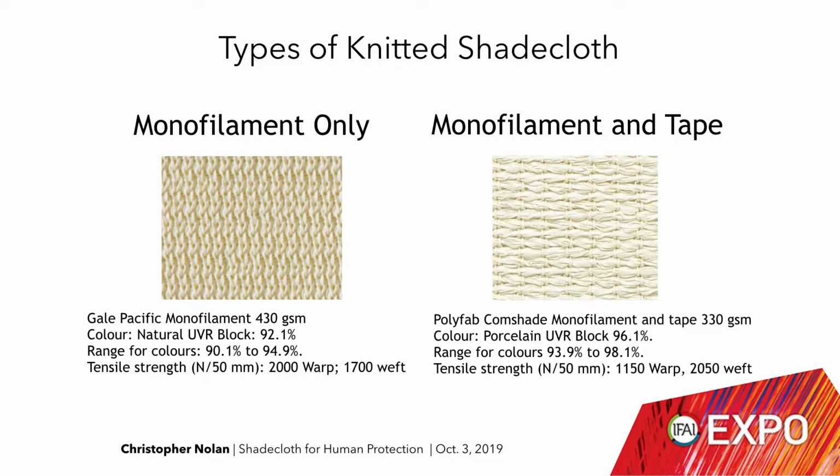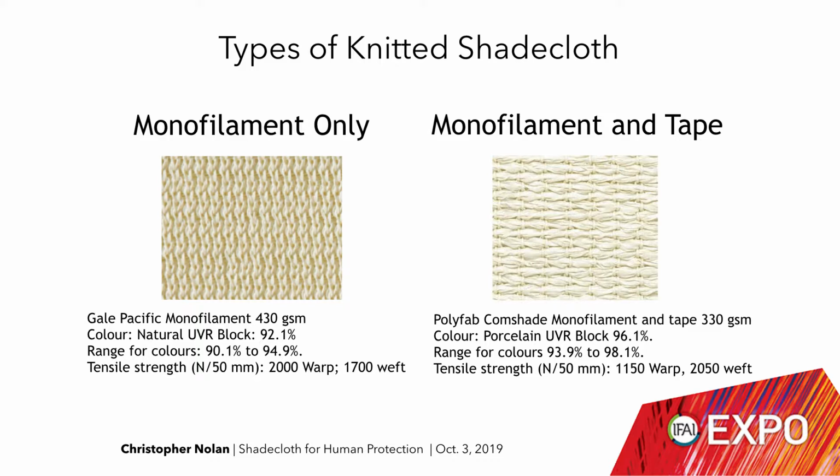On the right, you've got monofilament tape, and the tape is deliberately inserted in the weft direction to improve the shading effectiveness of the cloth. And you can see the differences between those two types of products that are shown there. If you look at the numbers for the UVR block there, you can see that the monofilament tape has higher values than the monofilament only.